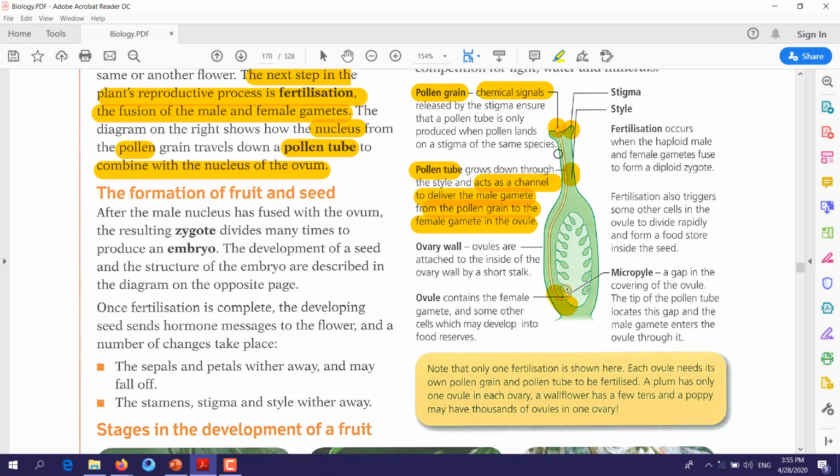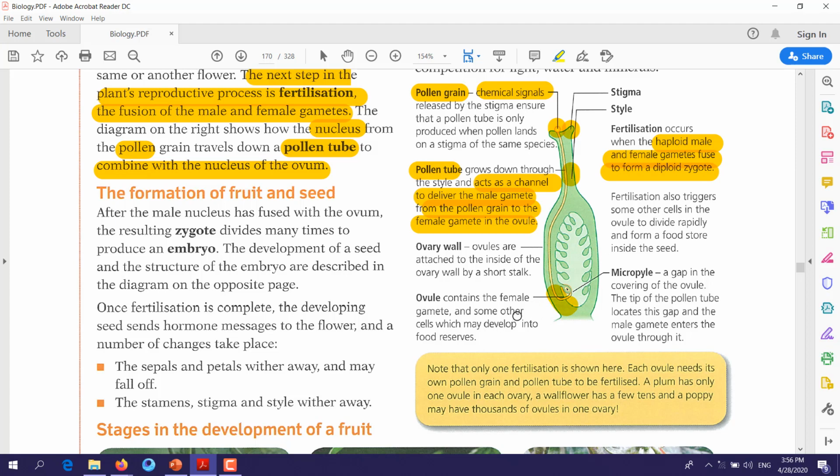When the nucleus of the pollen fuses with the ovule, we call this fertilization. After fertilization, what will happen? Fertilization occurs when the haploid male and female gametes fuse to form a diploid zygote.